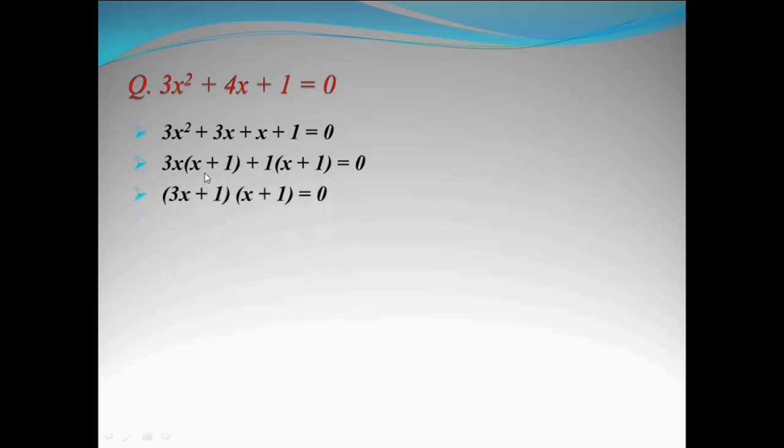Then take 3x plus 1 into x plus 1, split them into two separate linear equations. 3x plus 1 equals 0 or x plus 1 equals 0, then the answer is x equals minus 1 over 3 or x equals minus 1.